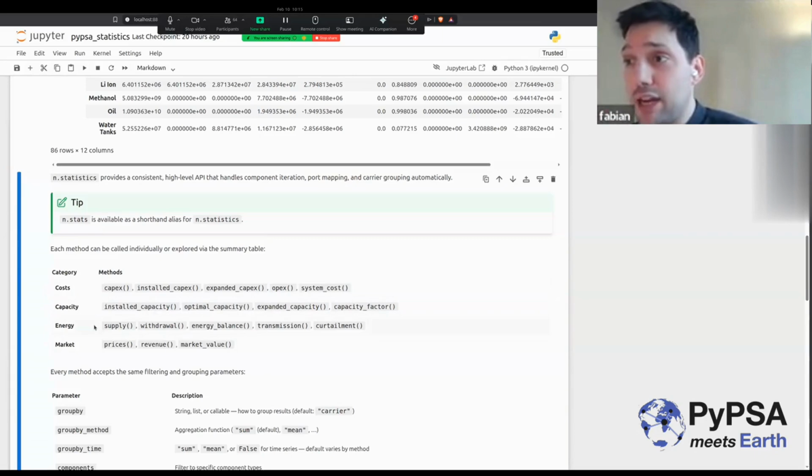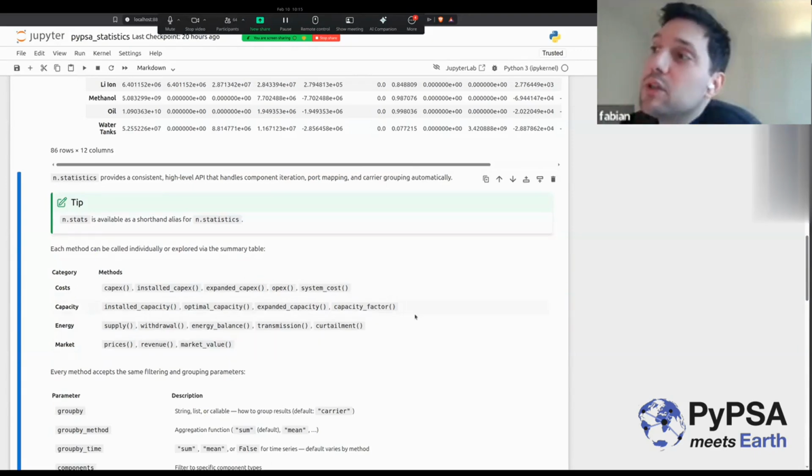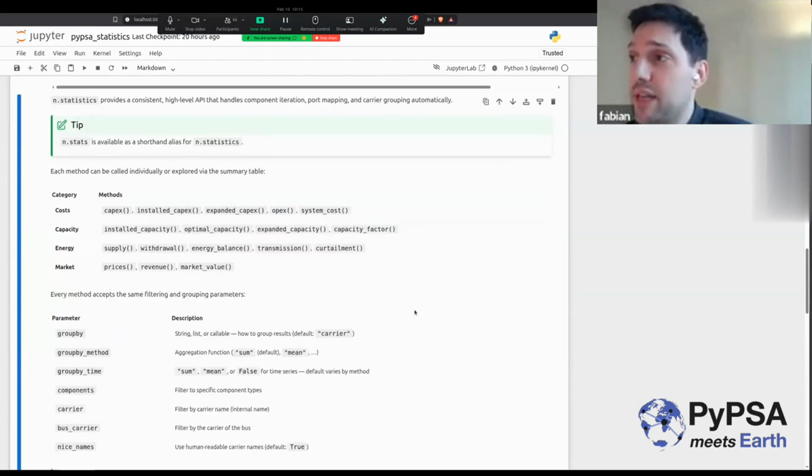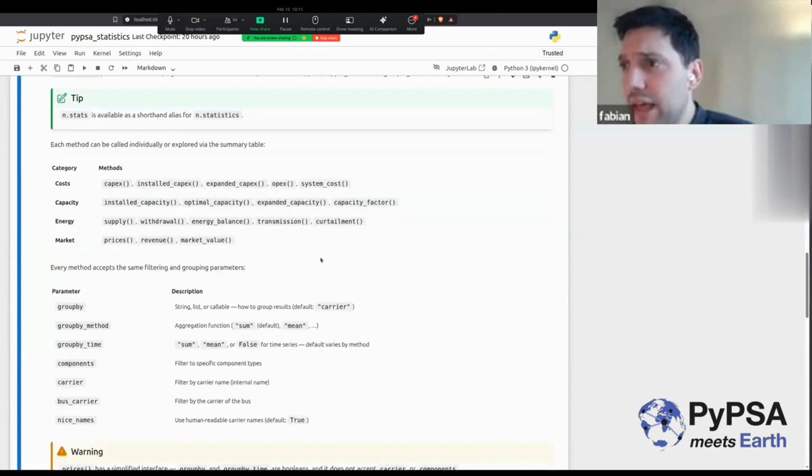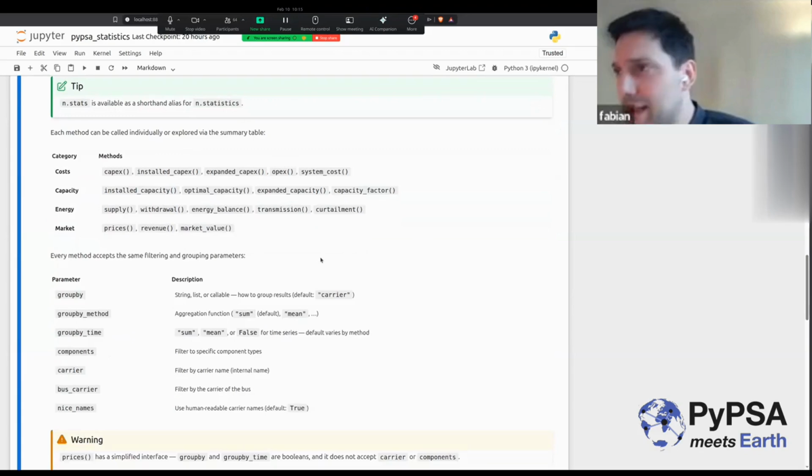Then we have the same for capacity, which also is mirrored and reflected in the table. We have the same for energy: supply, withdrawal, energy balance, transmission, curtailment, and then markets and markers, indicators, prices, revenue, market value. So it's stuff that you might be interested in as a user who works with these PyPSA networks. And this list might be expanded, and we will expand it in the future. But this is what we have for now.